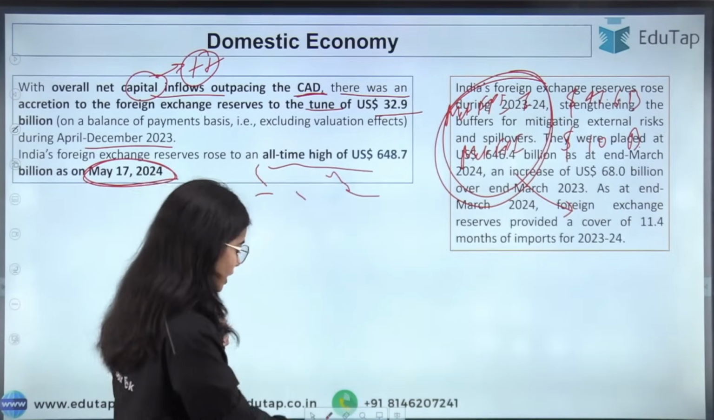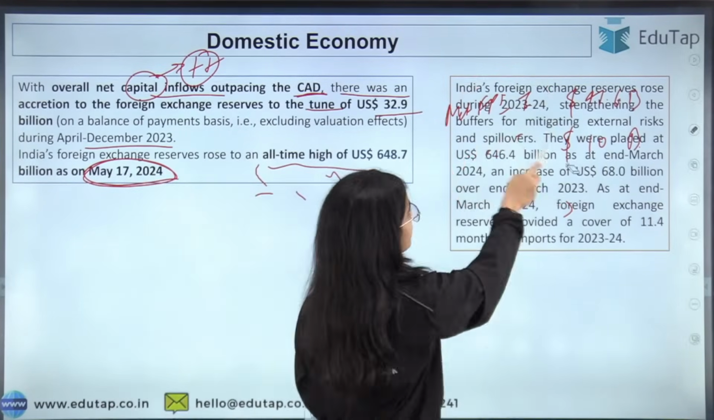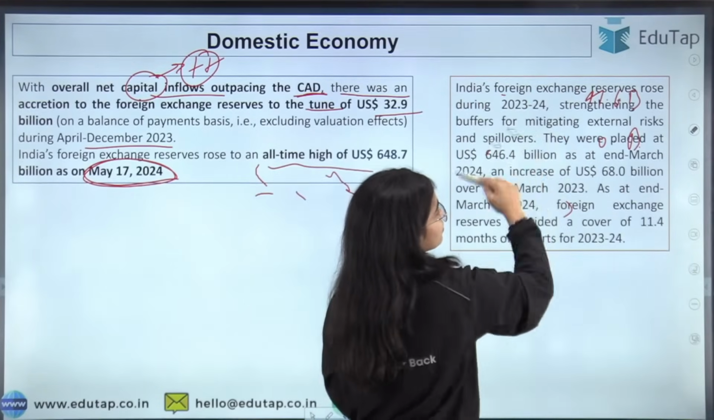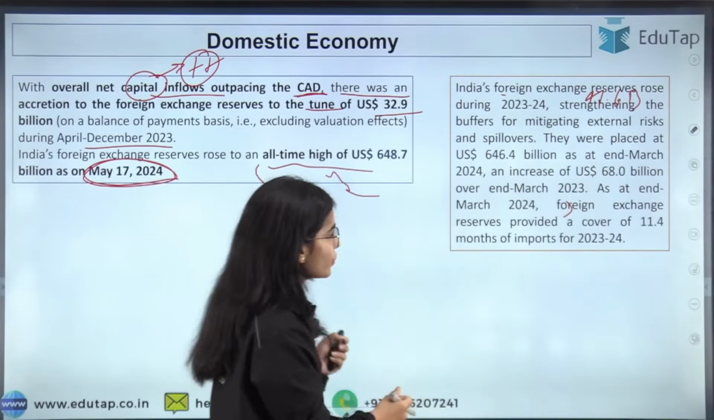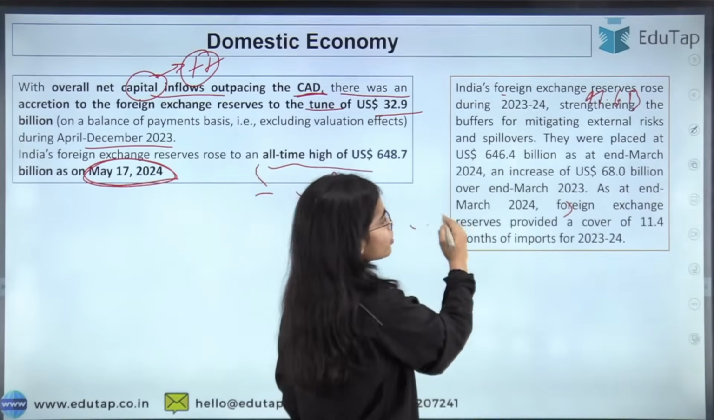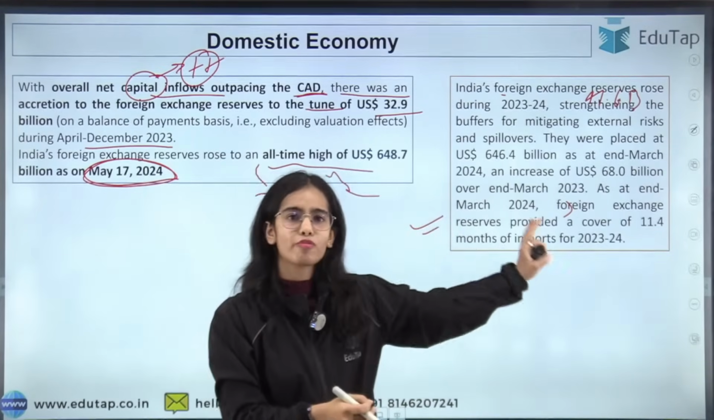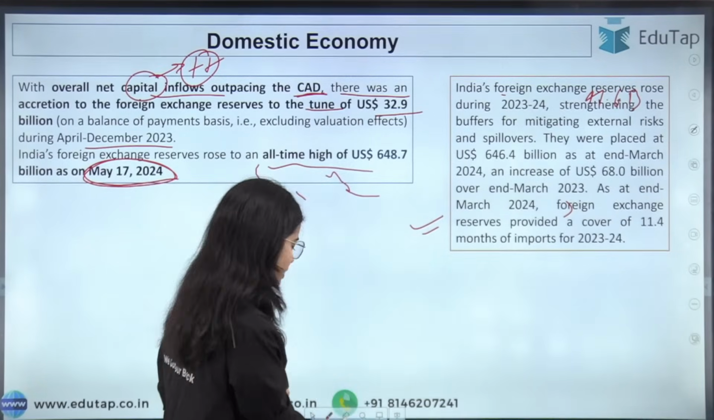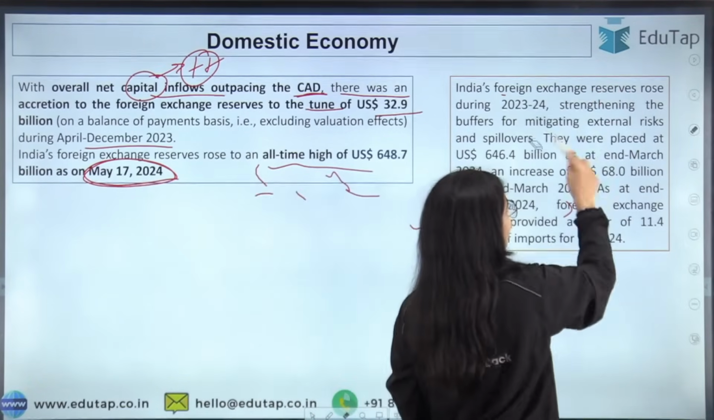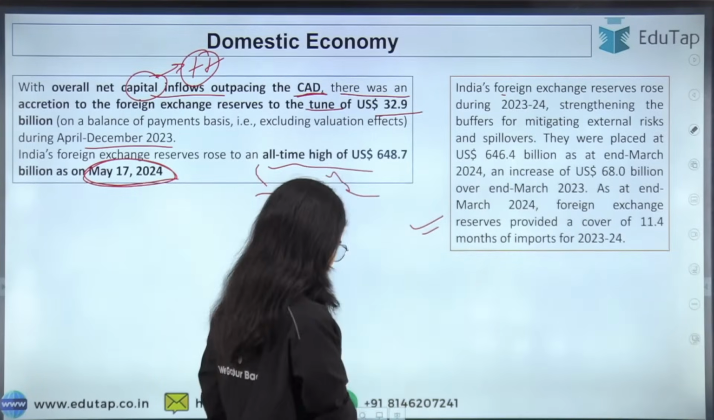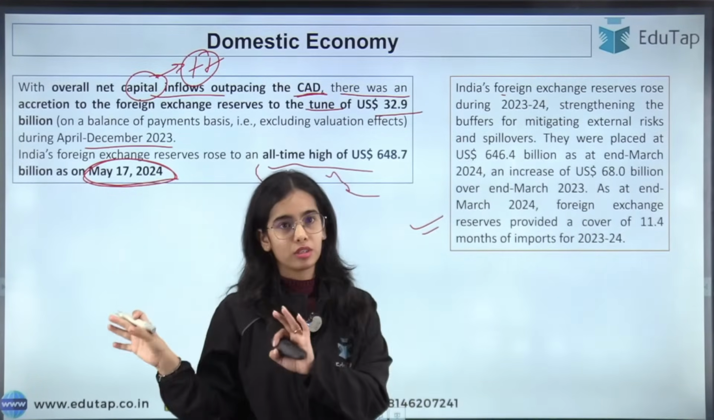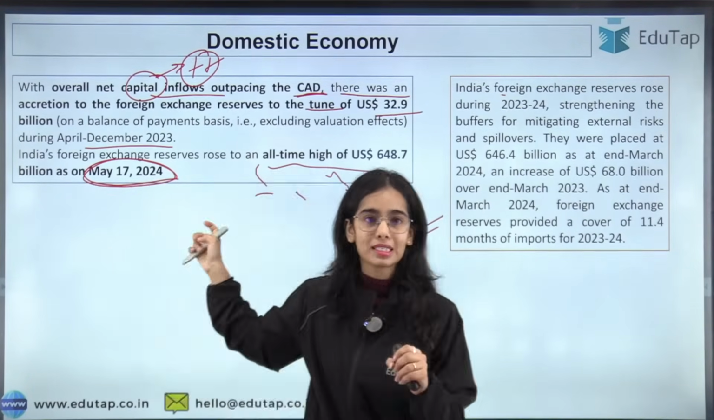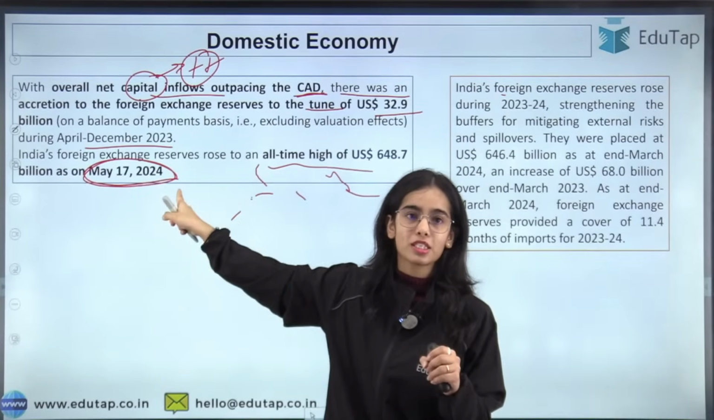Now, India's foreign exchange reserves. You can read this data point. This is just to give you an idea of the position of the foreign exchange reserves at the end of March 2023. Here only the data point is given for the March foreign exchange reserves, but this is the recent foreign exchange reserves, so this is the more important data point.